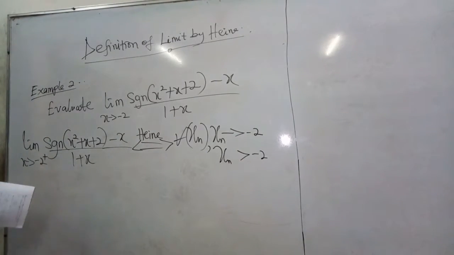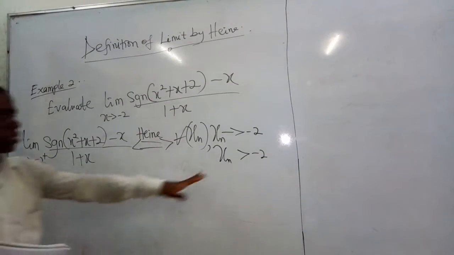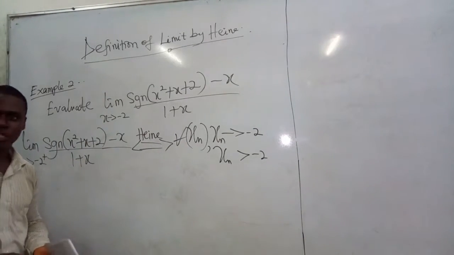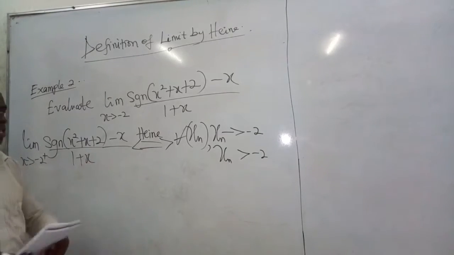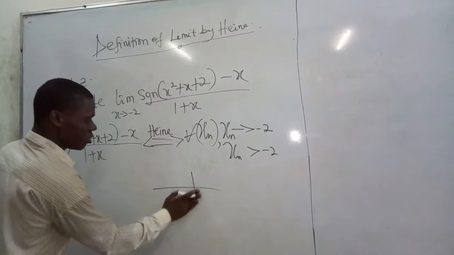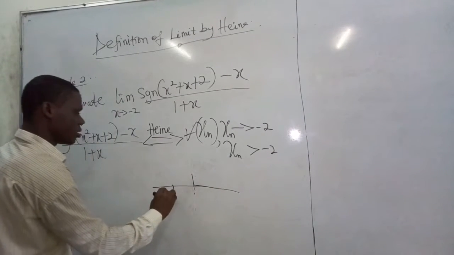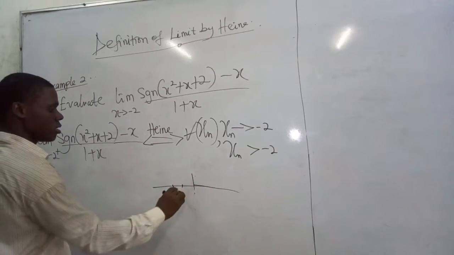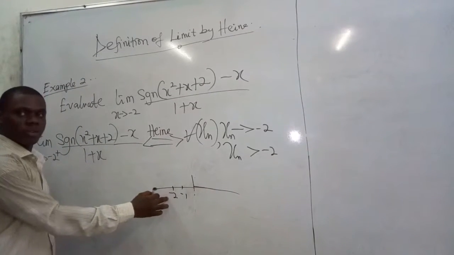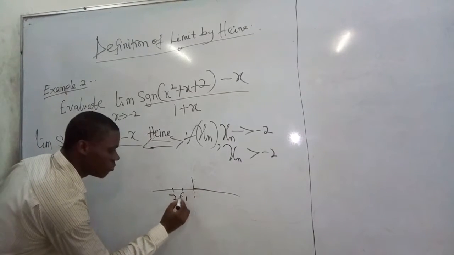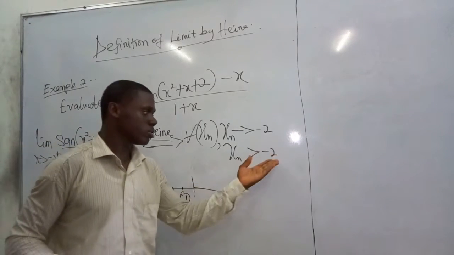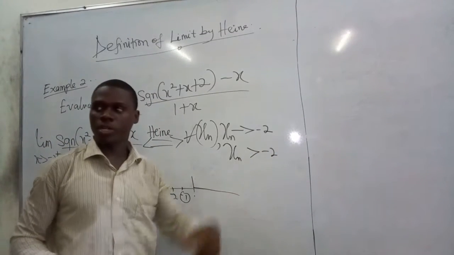But before we look at the implication, we think of values that are greater than negative 2. If this is a number line, for instance, and negative 2 is here, then negative 1 must be here, and these are greater than negative 2. So negative 1 will be included in those numbers greater than negative 2.